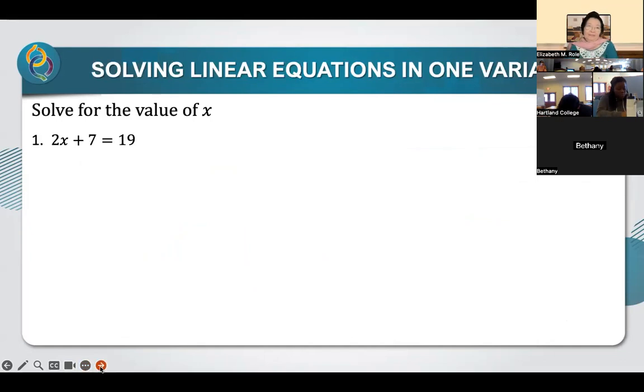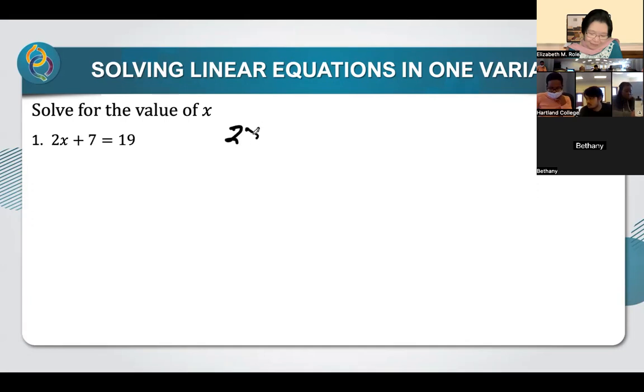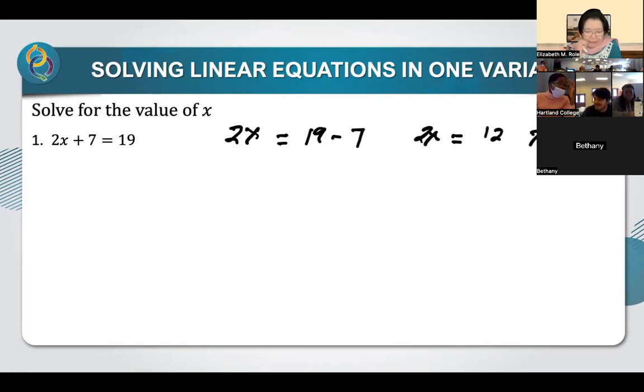So let us now practice, or remind you, you have done this in the past in your high school algebra. We solve linear equations in one variable. The first problem is an easy one, 2x plus 7 is equal to 19. You just say 2x is equal to 19 minus 7, so you now have 2x equals 12. Therefore, x is equal to 6.